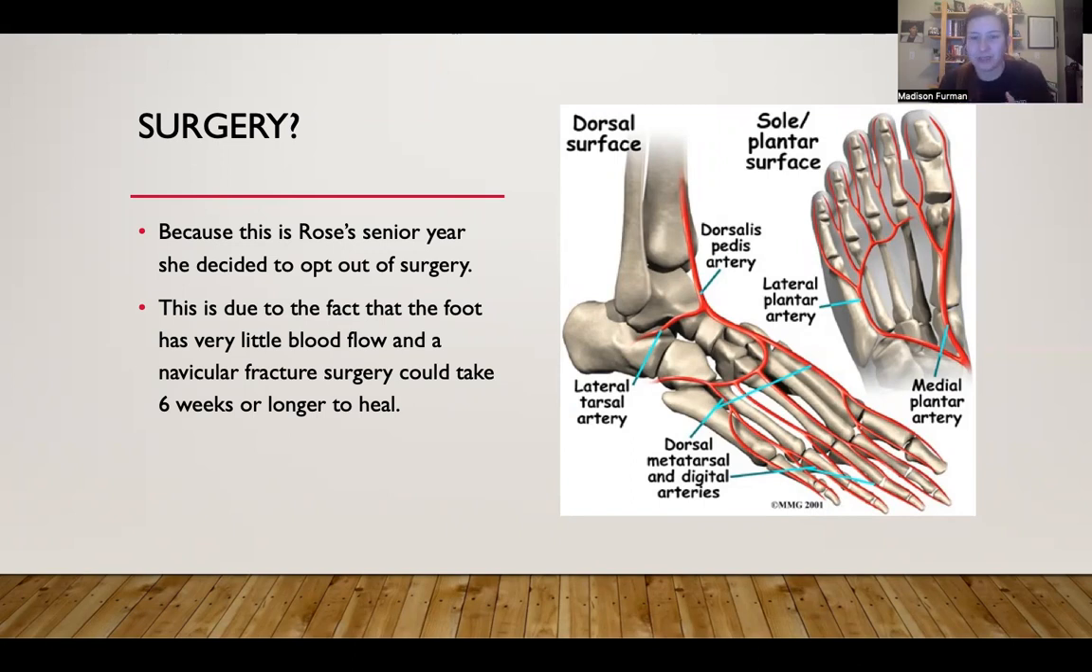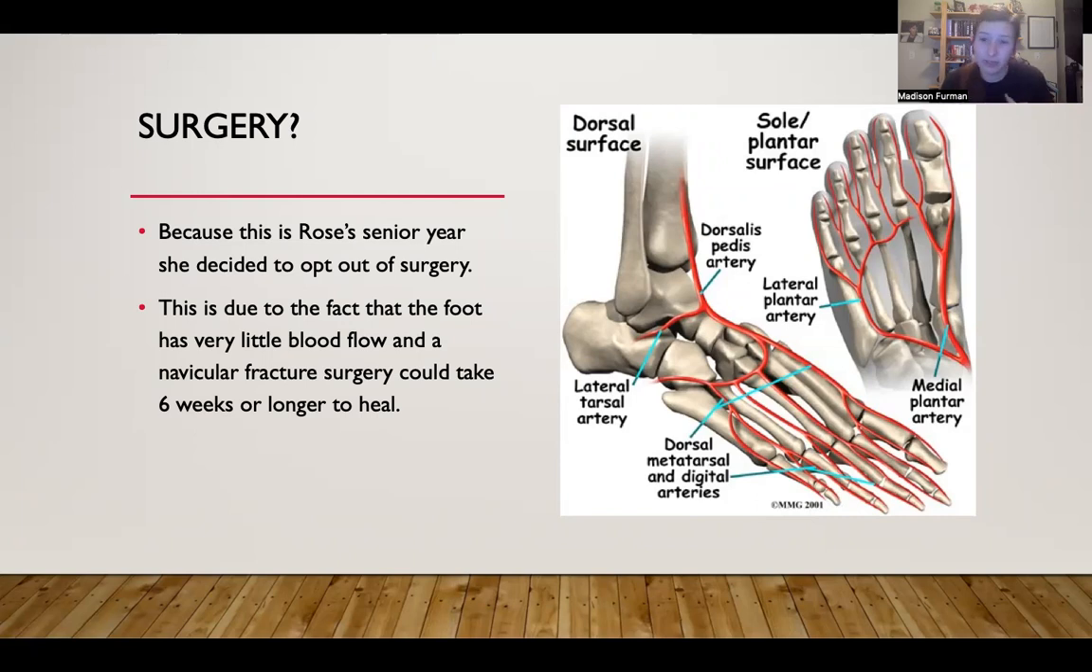So we had to talk to Rose and ask her what she wanted to do, surgery or just to kind of work our way through it day by day. She chose to opt out of surgery because this is her senior year and she wants to play. So what we ended up having to talk to her through was just our day-to-day.